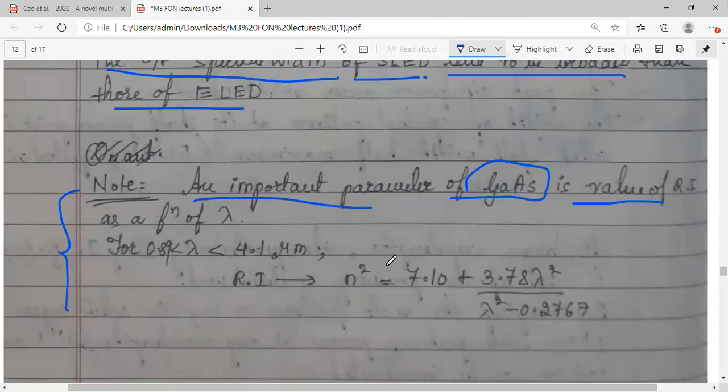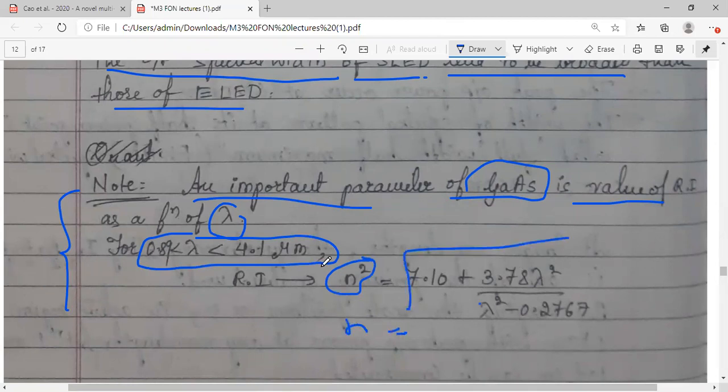If I use this gallium arsenide, the refractive index is important, which is a function of lambda. And you can see the range of lambda. What is the operating wavelength? If lambda is within this range, that is 0.89 to 4.1 micrometer, then the refractive index n square is equal to this, or n is equal to the square root of this. Okay, so this is the formula which I have given you.